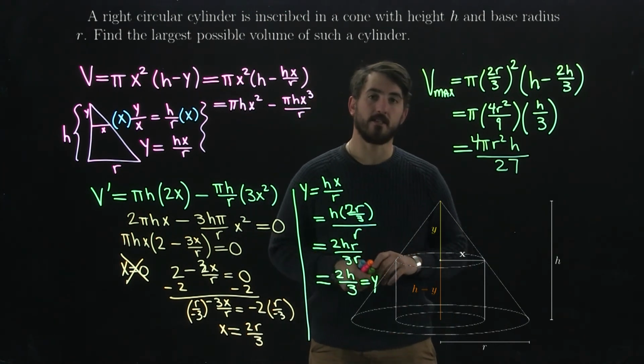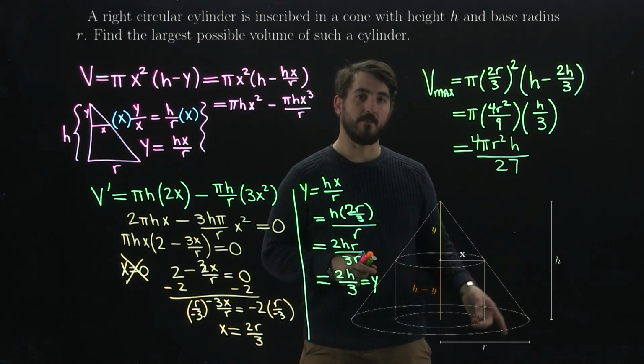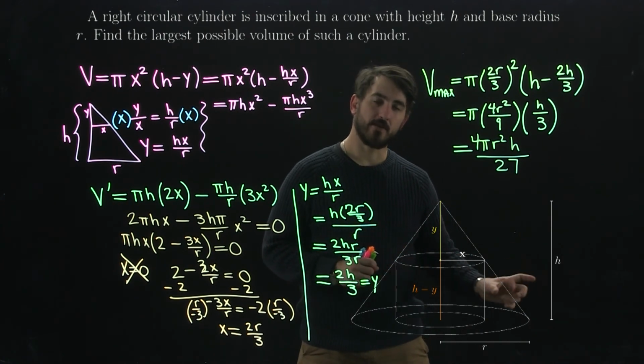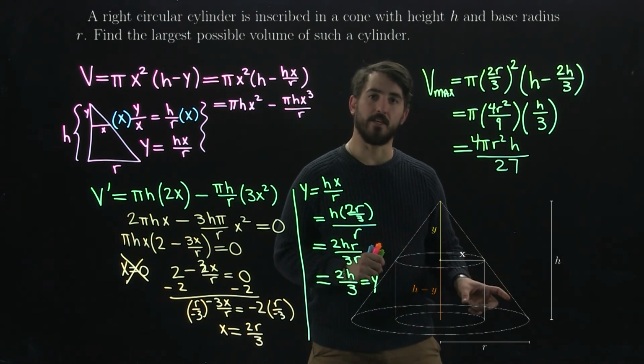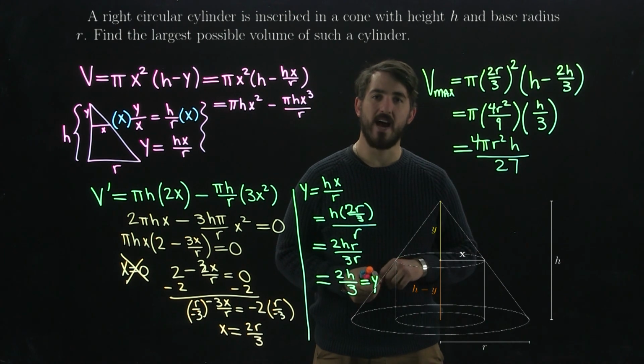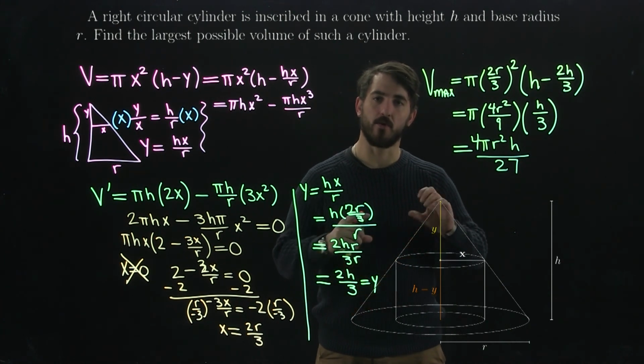So what this says is, you tell me the height of any cone that you're inscribing this cylinder inside, and you tell me what the radius of it is, and this right here would give me the maximum volume of the cylinder I can inscribe inside it.